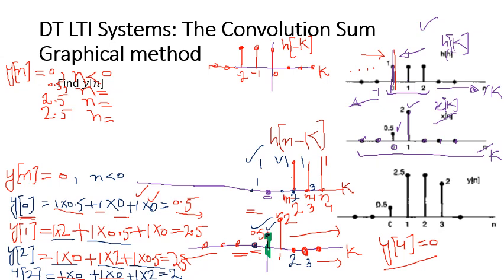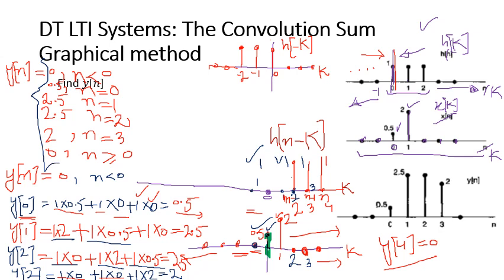Okay, so when n equals 0, y of n equals 0.5. When n equals 1, it is 2.5. When n equals 2, again it is 2.5. When n equals 3, it is equal to 2. So 2 when n equals 3, and 0 when n is equal to or greater than 4. So this is the expression for y of n, right?